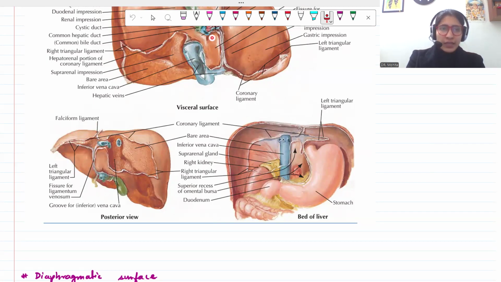To divide that, there is a clear demarcation. We have the fissure for ligamentum venosum and the fissure for ligamentum teres. So this whole thing is medial, this whole thing is lateral. Also, as you can see, 1, 2, 3 and 4, segments will be divided like this. We are looking from behind, please keep this in mind. So the first lobe is the caudate lobe and the fourth lobe is the quadrate lobe.